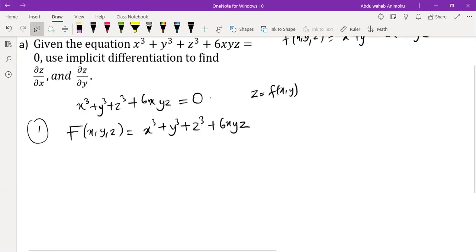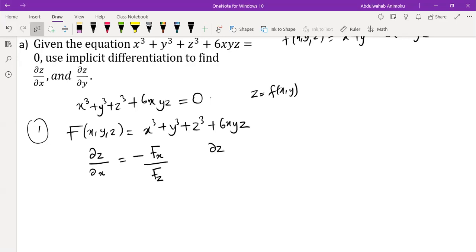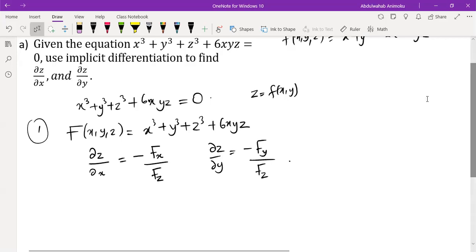Now, in order to find the partial derivative of z with respect to x, we mainly use minus fx over fz. And if we want to find it with respect to y, that would be minus fy over fz. So this is the partial derivative of this function f with respect to x and with respect to z. Now we can quickly do that.